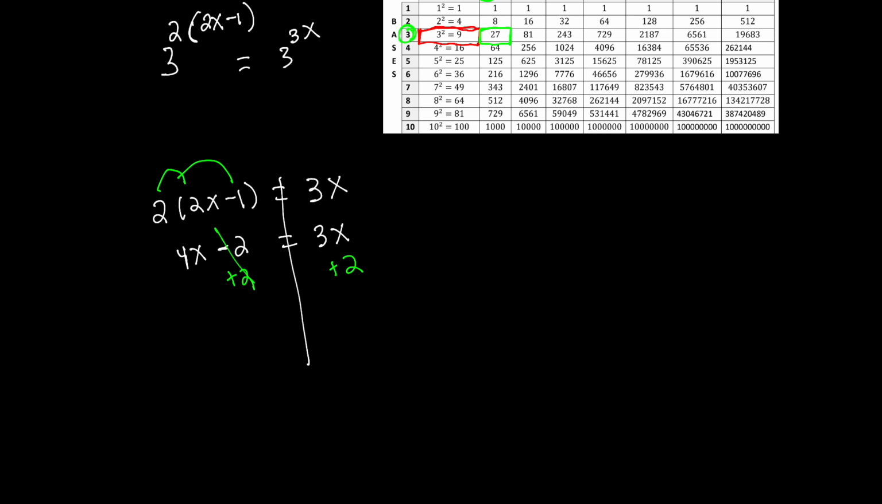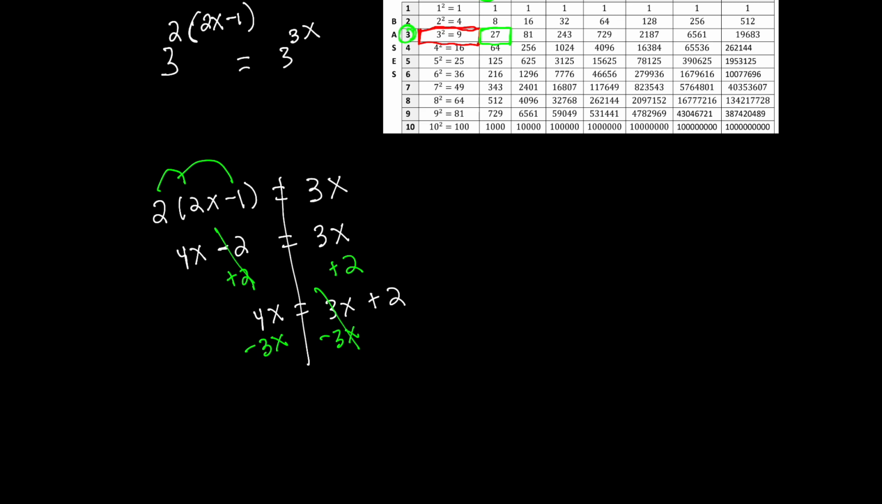And on the left-hand side, I'm left with 4x. On the right-hand side, I'm left with 3x plus 2. Since they are not like terms, I cannot combine them to form something else. It's at this point that I'm going to put the x's to one side by subtracting 3x from both sides of this equation.